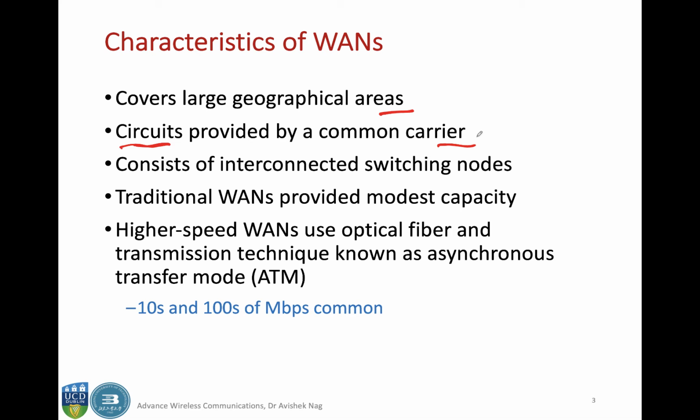or AT&T. And this consists of interconnected switching nodes. These switching nodes are located in different cities, and they are interconnected through different circuits, and data can be communicated between each of these switching nodes. Traditional WANs provide modest capacity, but high speed ones use optical fiber and other technologies like ATM to provide higher speeds, even in the range of gigabits per second, not only megabits per second.